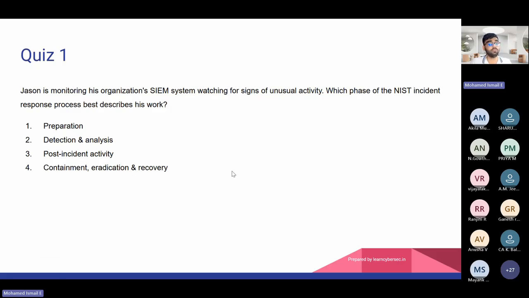Imagine this is how you can expect questions in the exam on the NIST framework: from first preparation, detection and analysis, containment, eradication, post-incident activity. Maybe they can twist the question, like when you prepare the incident report, then the answer would be post-incident activity, right?